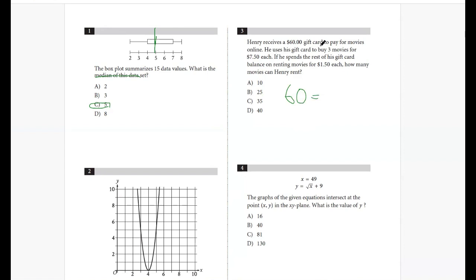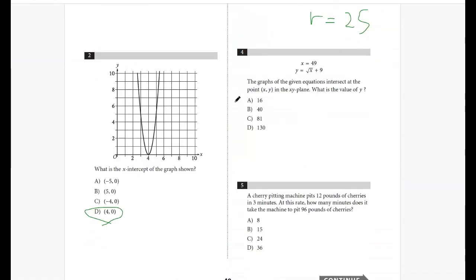He uses his gift card to buy 3 movies for $7.5 each. So for 3 movies, he's used $7.5 each. Now, we don't know how many he can rent. Now, if I solve for this, R becomes 25. So B is the correct answer.